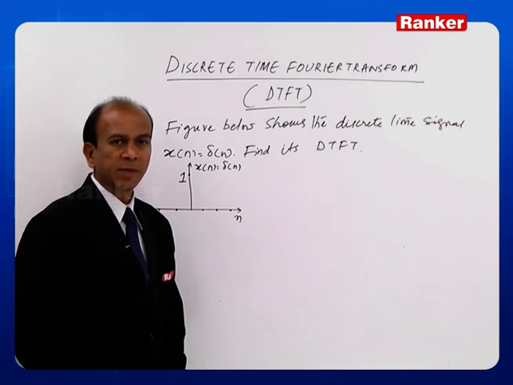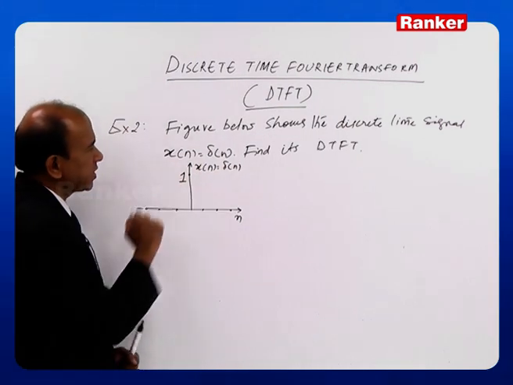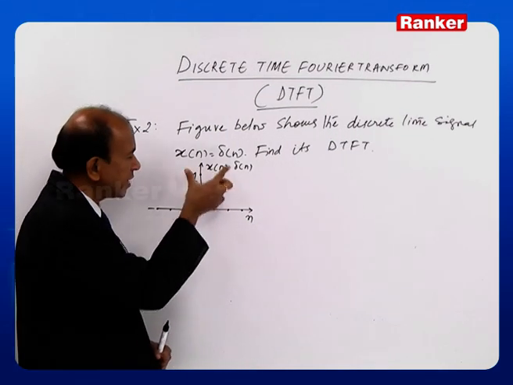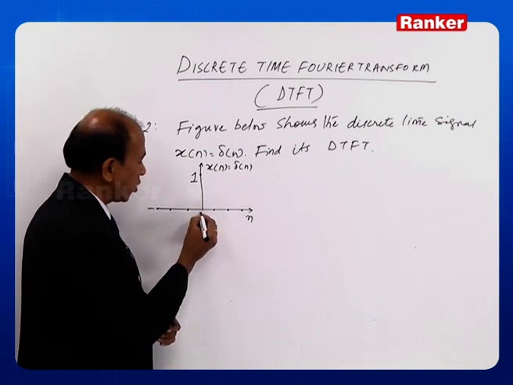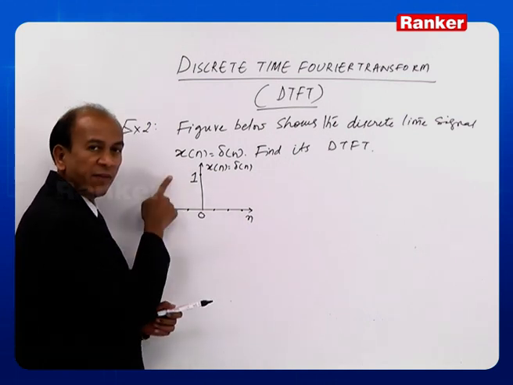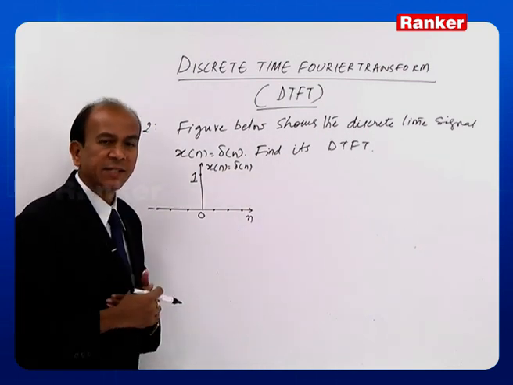Let us see example 2. What does it say? The figure below shows the discrete time signal, that is x of n is delta of n, given here. As you see from the figure, it exists only for the value 0. x of n has a value of 1 at 0 only. So, we have to find out just the discrete time Fourier transform.